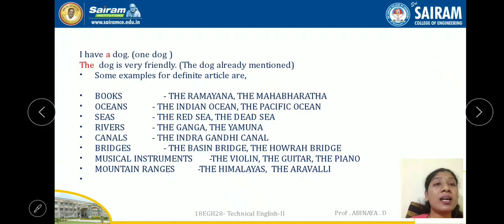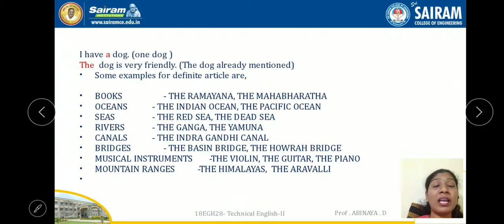Okay, so these are some of the examples where we can use the definite article. Books: the Ramayana, the Mahabharata. Oceans, seas: the Red Sea, the Dead Sea. Rivers: the Ganga, the Yamuna. Canals: the Indira Gandhi Canal. Bridges: the Bassein Bridge, the Howrah Bridge. Musical instruments: you should use "the" with a musical instrument. You should not say I am playing a violin, you say I am playing the violin. Mountain ranges, right? At that time you should use "the".